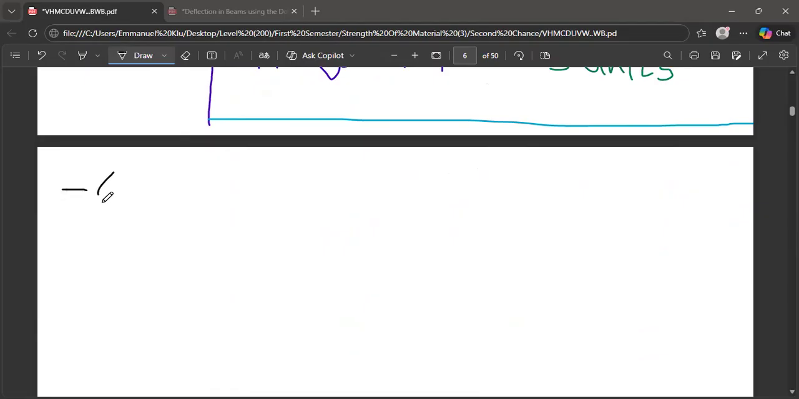We said negative 6.67 plus FAB sine theta.